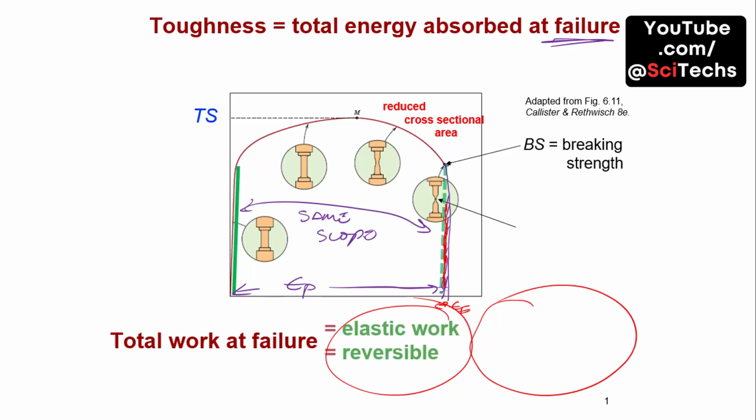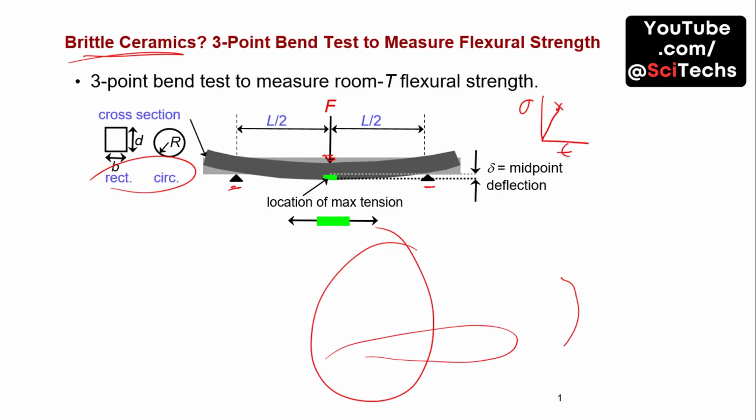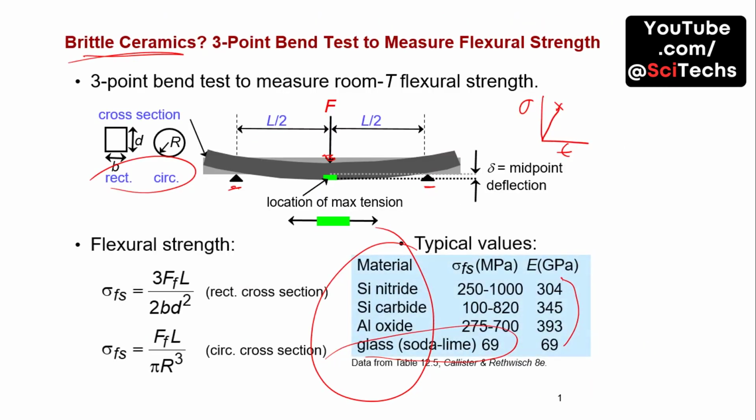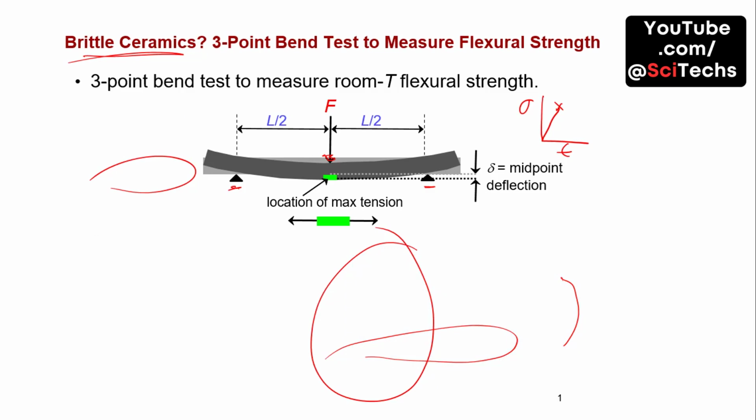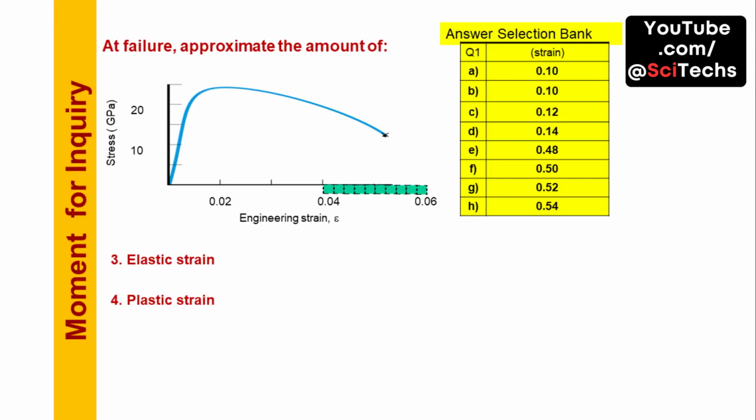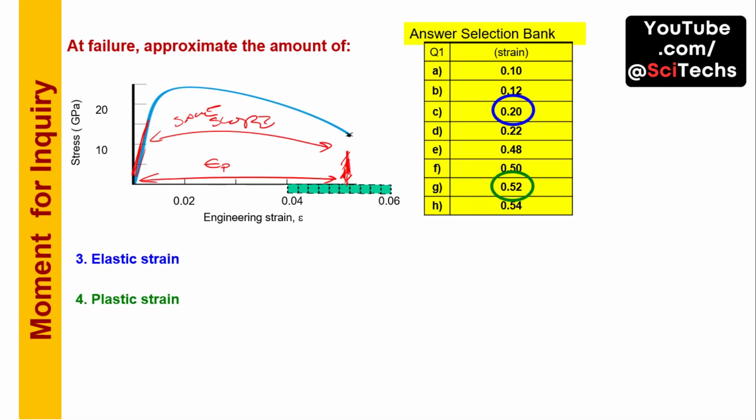Toughness is the total energy absorbed at failure, combining both elastic and plastic work. The 3-point bend test measures the flexural strength of brittle ceramics, providing typical values for various materials. Approximate the amount of elastic and plastic strain at failure using the stress-strain curve. From the stress-strain curve, we find the elastic strain to be 0.20 and the plastic strain to be 0.52.